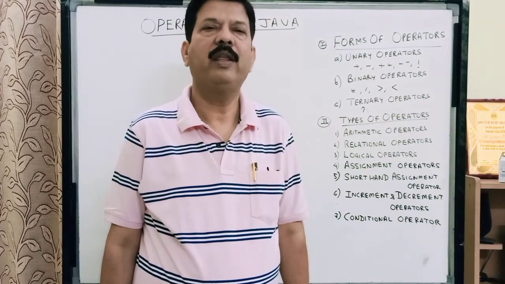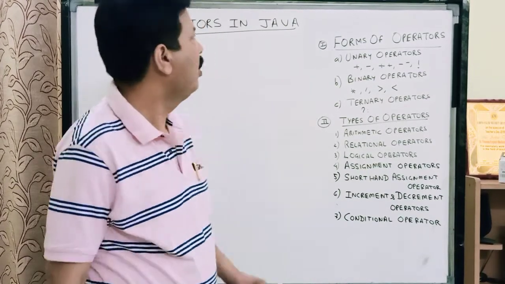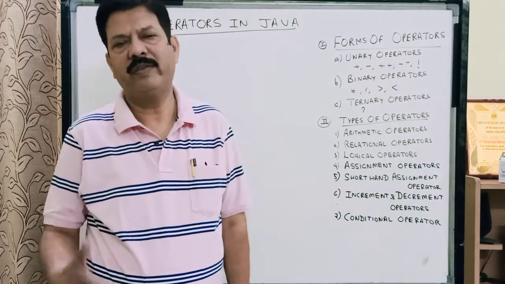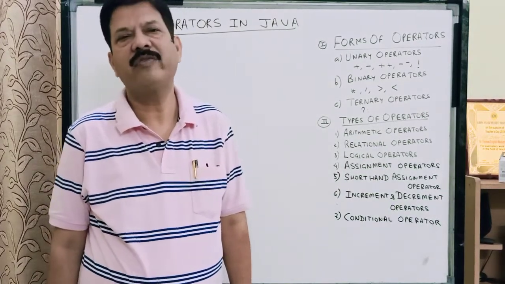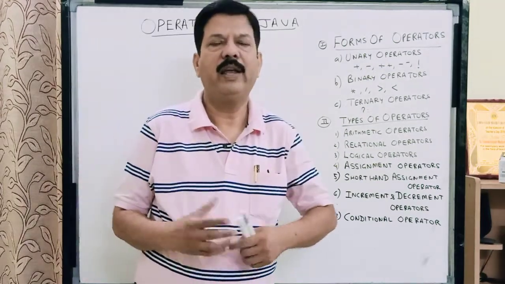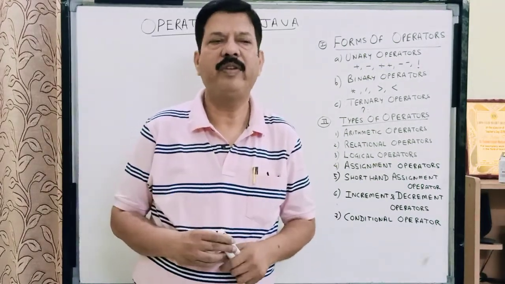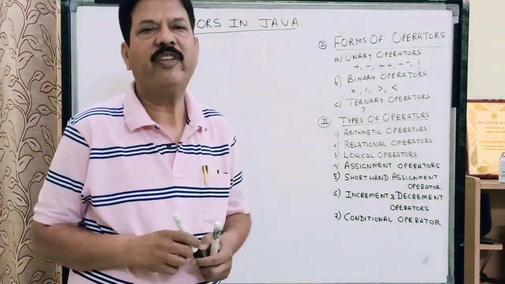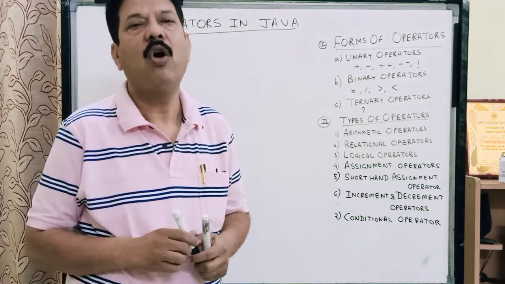Now children, today the topic we have to do is operators in Java. This topic we have already discussed a little bit in tokens of Java. Children, first of all, again I am going to tell you what an operator is. We say that an operator is a symbol or set of symbols which performs a specific task on its operands.